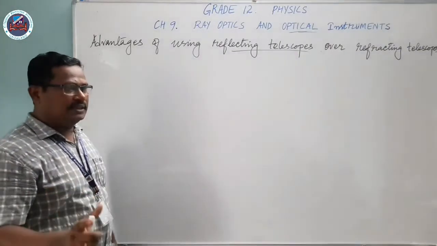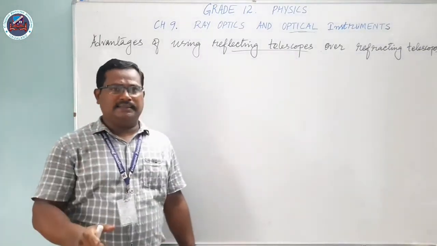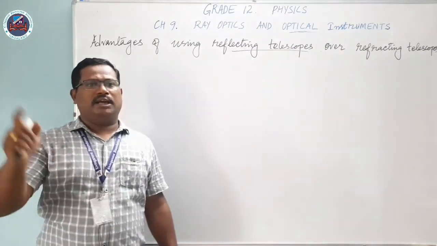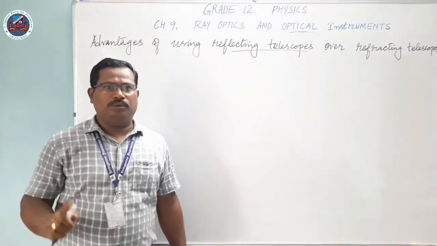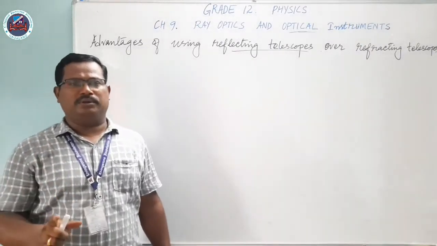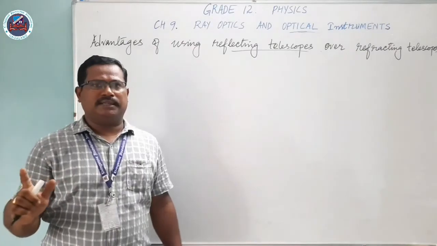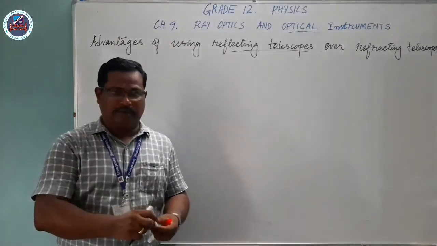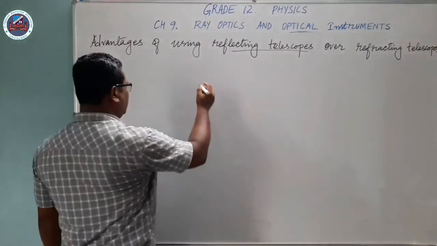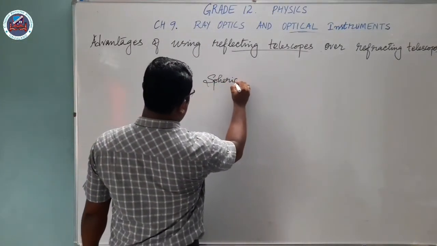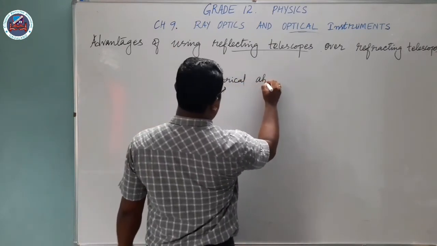The second advantage is that lenses produce spherical aberration as well as chromatic aberration, which you will not find in mirrors, such as parabolic mirrors and plane mirrors. Now let me tell you about aberration. There are two types of aberration. One is called spherical aberration.